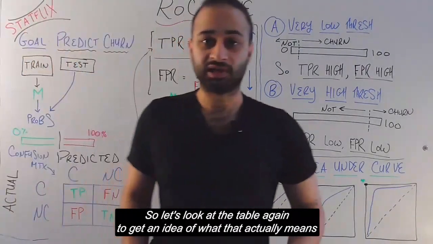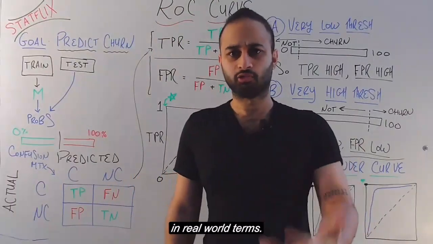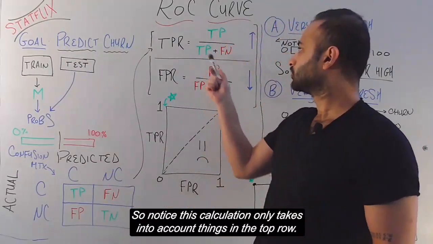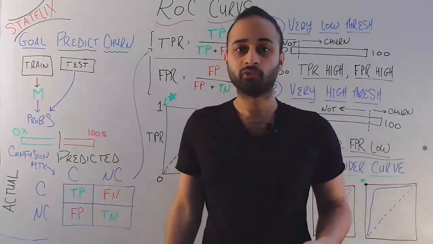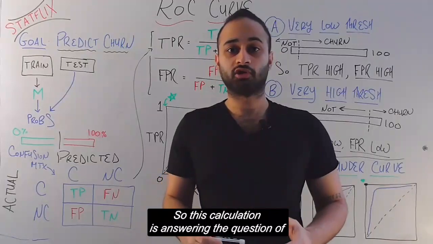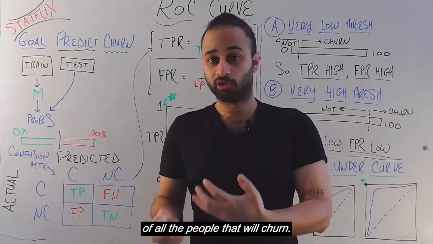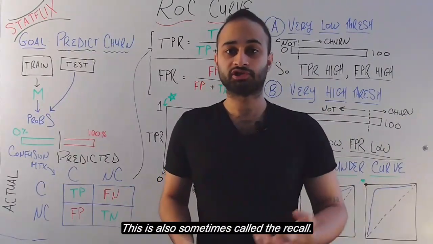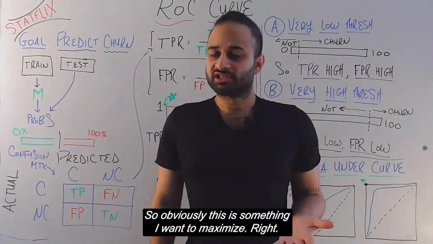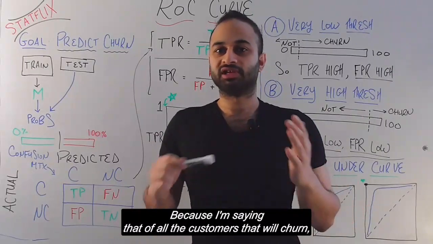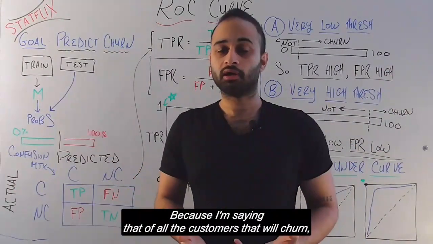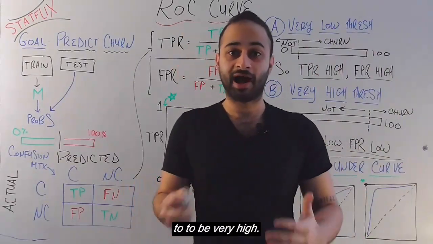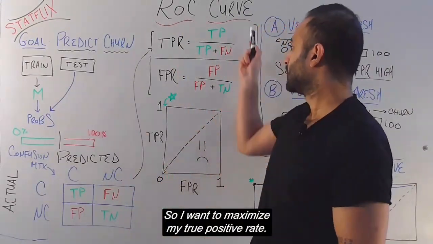So let's look at the table again to get an idea of what that actually means in real world terms. Notice this calculation only takes into account things in the top row. So this calculation is answering the question of all the people that will churn, that's the top row, what percentage do I catch? This is also sometimes called the recall. So obviously this is something I want to maximize, right? Because I'm saying that of all the customers that will churn, I want the percentage that I catch and that I can send resources to be very high. So I want to maximize my true positive rate.